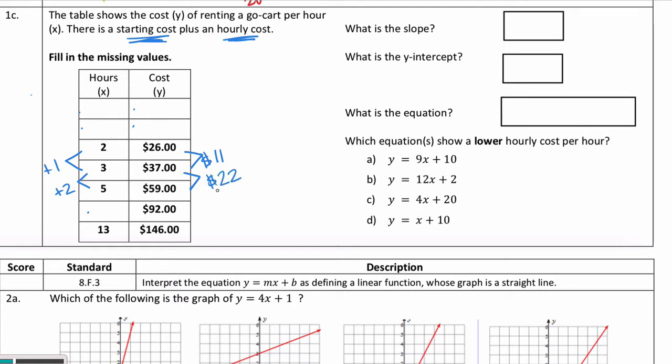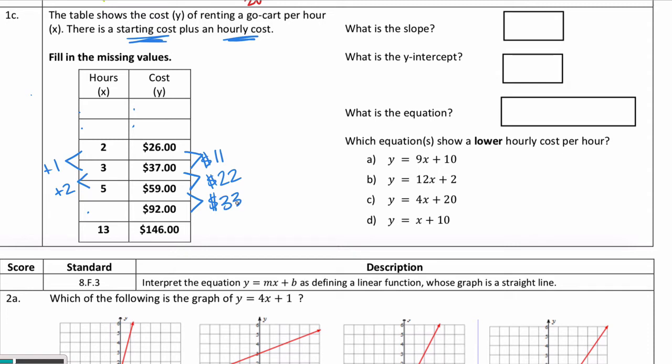That would be 22. Well, now we're missing a value here. We have to know how many hours this represents. A couple ways we can do that. We can figure out how much cost changed by, and that will let us work backwards to figure out how many hours must have passed. So to get from 59 to 60, it's $1, plus another $30 to get to 90, plus another $2 to get to 92. That's a total of $33.